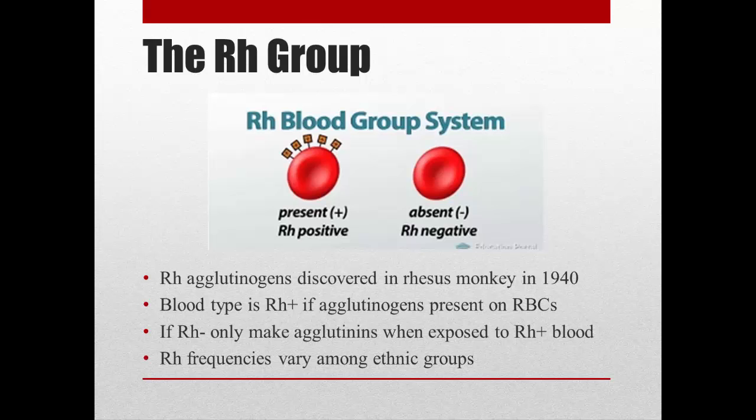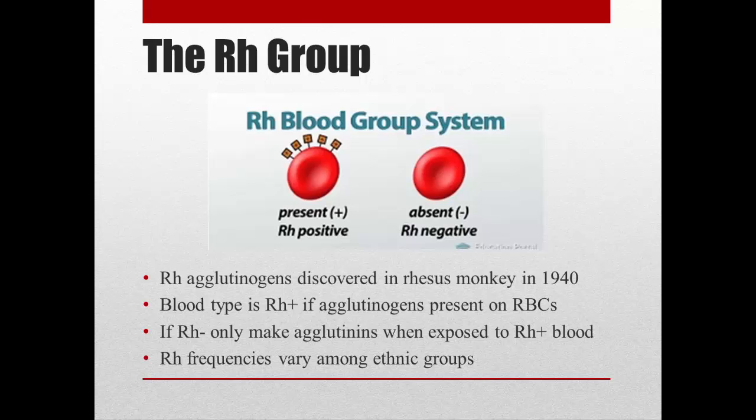In this case, a person that's Rh positive has Rh antigens on the red blood cells. So a red blood cell, depending on whether it's A, B, or O, is going to have those antigens. And in addition to those antigens, if the person's positive, they also have Rh antigens. A person who's negative doesn't have any Rh antigens. Again, they may have the A or B antigens, but if they're negative, they don't have the Rh antigens.